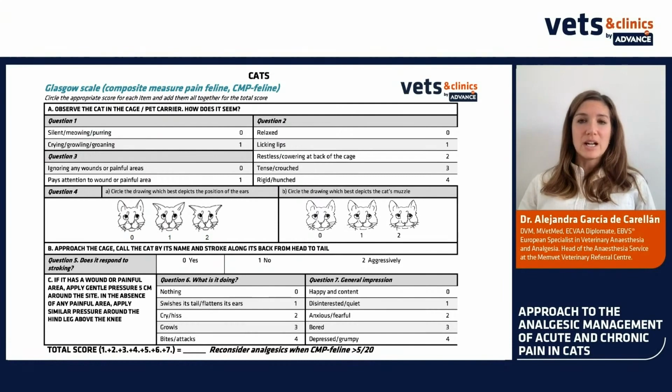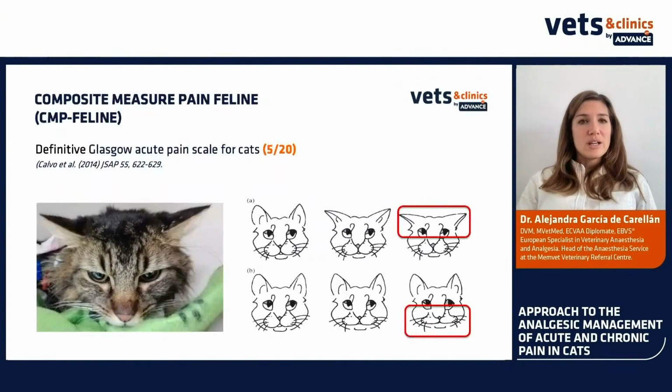This is clinically really useful. It's quite easy and quick to perform. You always have to first observe the cat in the cage without any interaction, and then you interact with the cat gradually. You will see that you have many points, and at the end you should reconsider analgesics if you get a score higher than 5/20. In this scale you have 20 points. I can show you some examples of this scale.